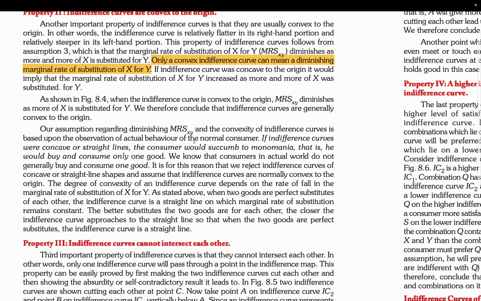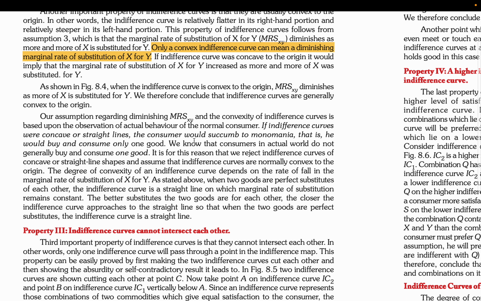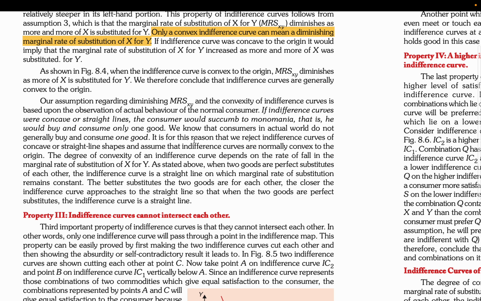If ICs were convex to the origin, it would imply that the marginal rate of substitution of good X for Y increased as more and more X was substituted for Y. As shown in figure 8.4, when the ICs are convex, MRS XY diminishes as more and more of X is substituted for Y. We therefore conclude that ICs are generally convex to the origin.